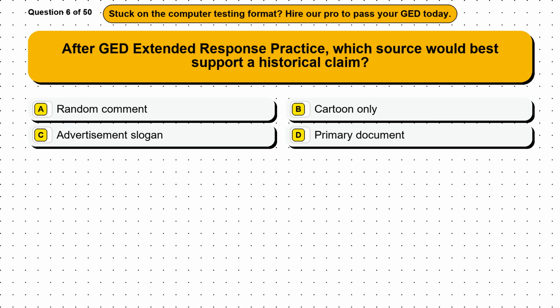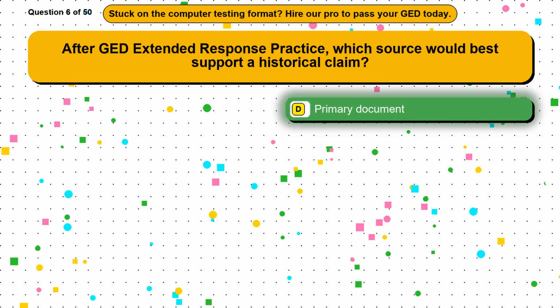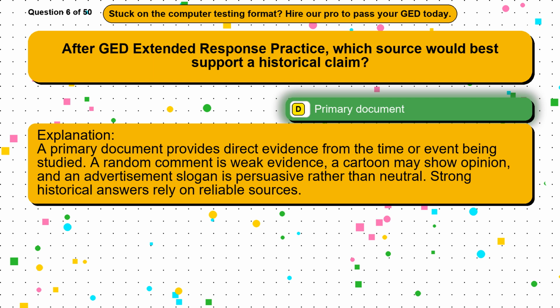Question 6. After GED Extended Response Practice, which source would best support a historical claim? Option A, random comment. Option B, cartoon only. Option C, advertisement slogan. Option D, primary document. The correct answer is option D. Primary document. A primary document provides direct evidence from the time or event being studied. A random comment is weak evidence, a cartoon may show opinion, and an advertisement slogan is persuasive rather than neutral. Strong historical answers rely on reliable sources.